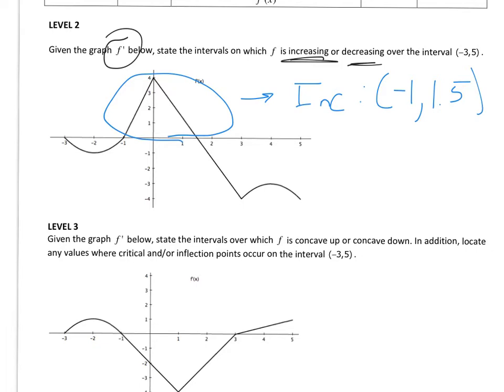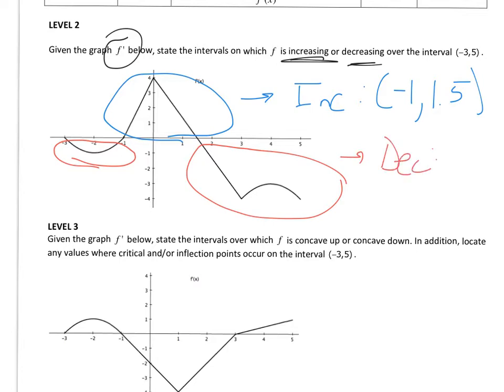Where are we decreasing then? Well, we're decreasing wherever our slope is negative. And since this is a slope graph, then we are decreasing over the following intervals. -3 to -1. And again, from 1.5 to 5.